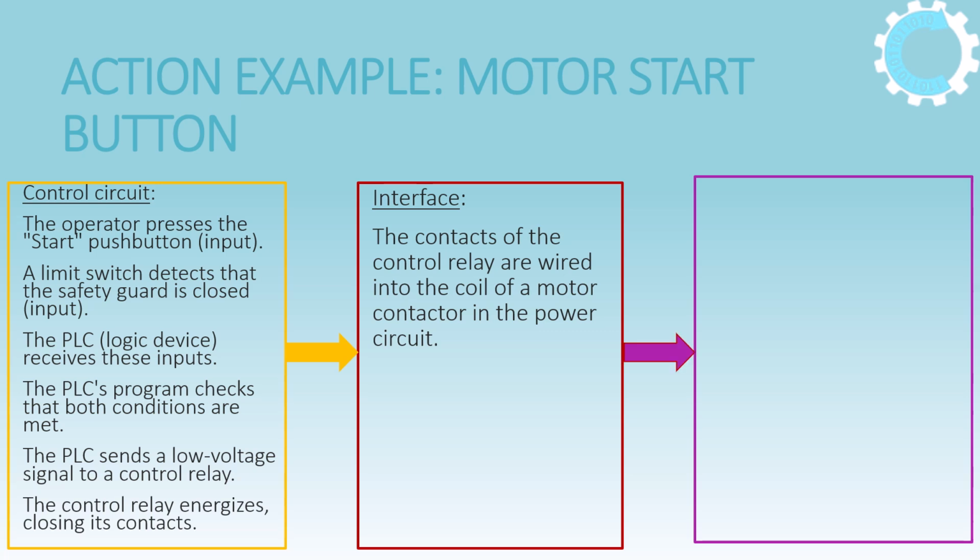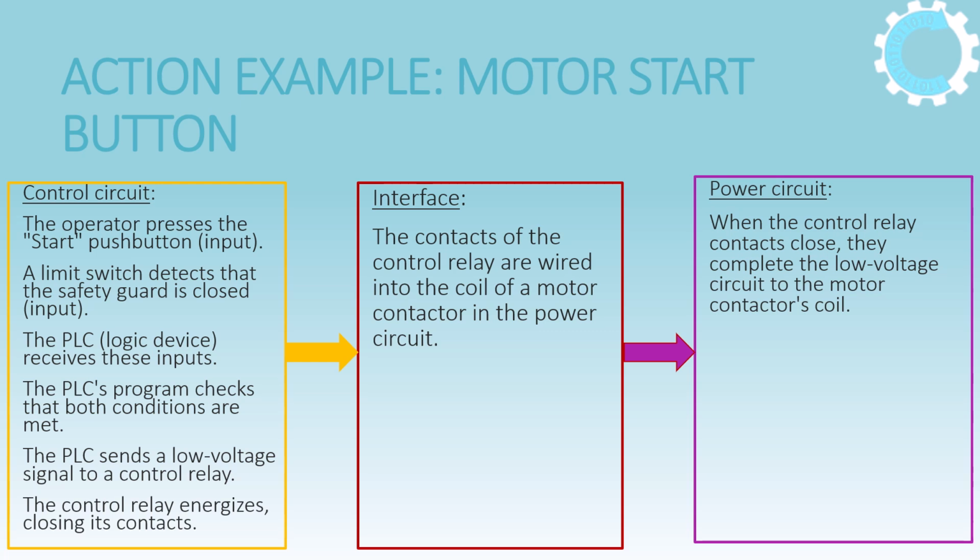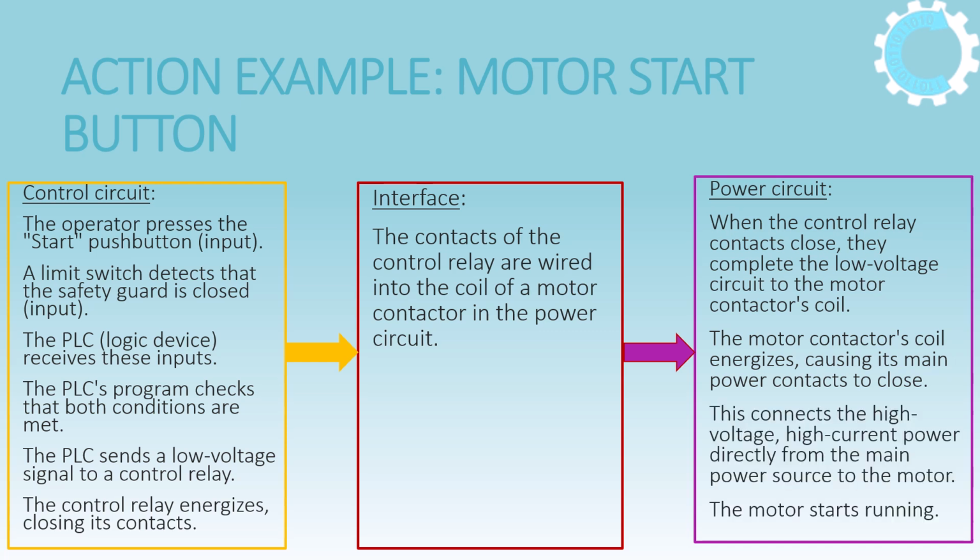At the power circuit level, the following happens. When the control relay contacts close, they complete the low voltage circuit to the motor contactor's coil. In turn, the motor contactor's coil energizes, causing its main power contacts to close. This connects the high voltage, high current power directly from the main power source to the motor, and this leads the motor to start running.